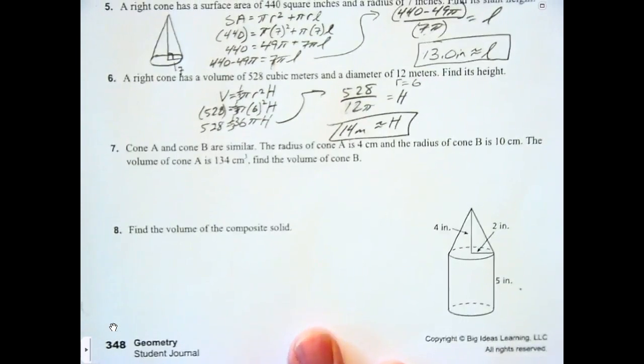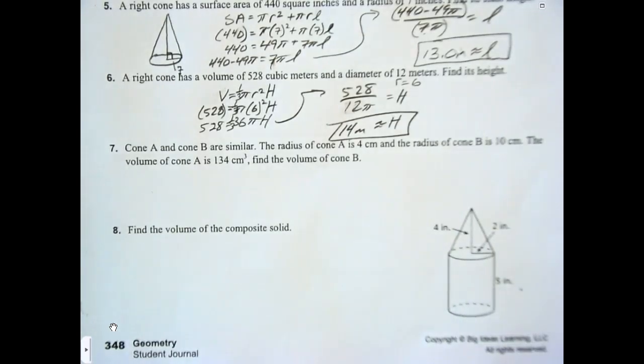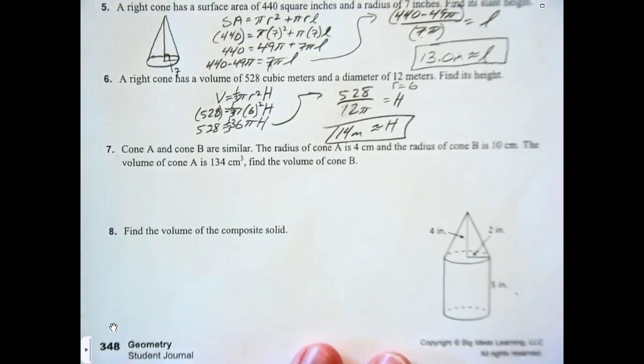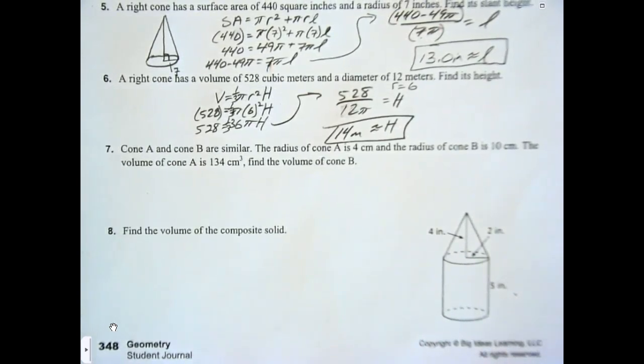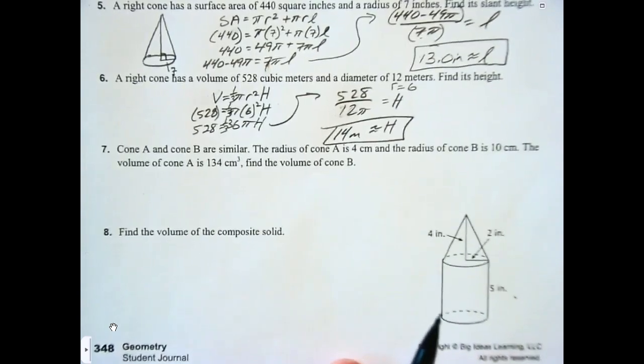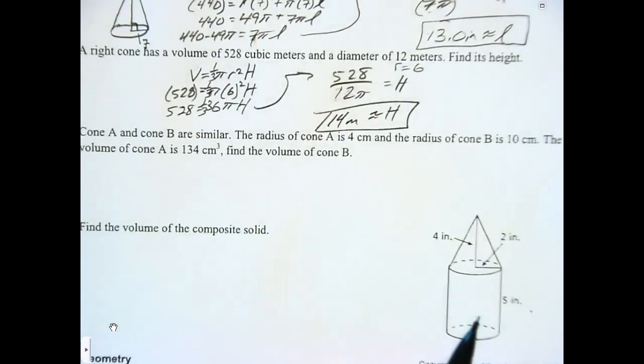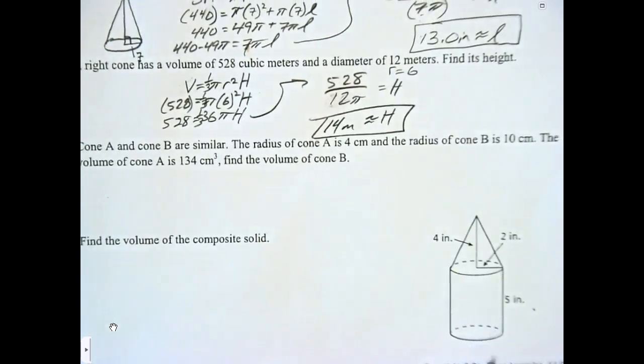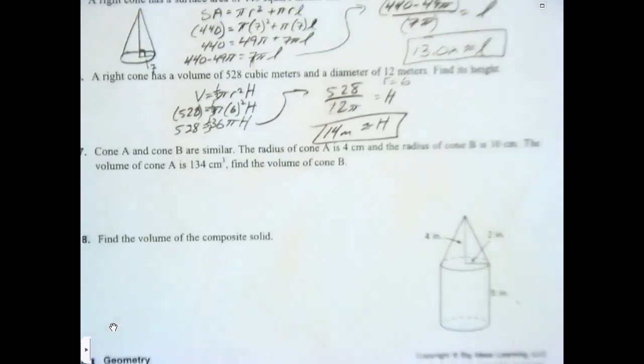Cone A and B are similar. The radius of cone A is 4 centimeters. The radius of cone B is 10 centimeters. The volume of cone A is 134, and find the volume of cone B. All right, there you go. Good luck, man. May the force and all that other cool stuff be with you on this one. A little tougher.